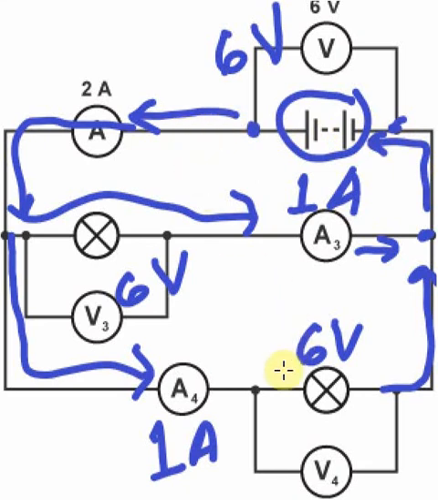This is what we call Kirchhoff's current law. In a parallel circuit, the total amount of current leaving the battery must equal the total amount of the current coming back into the battery. 2 amps is leaving the battery, and 2 amps is returning back into the battery.